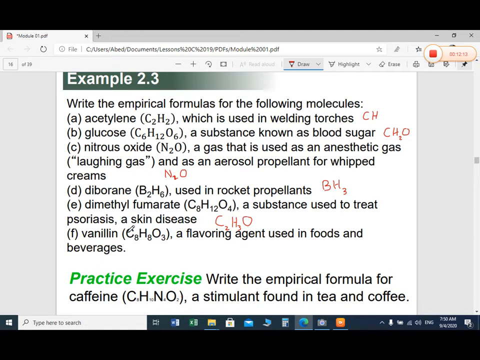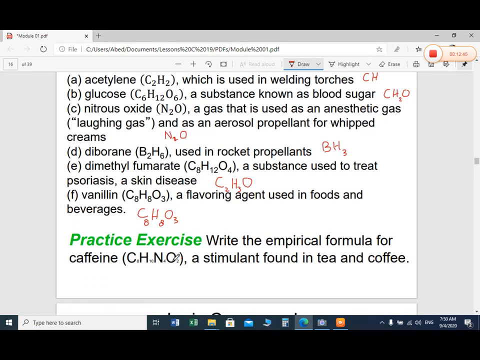Now the vanillin. If you see, this is the smallest odd number, but the 8 cannot be divided by 3. We don't want a fraction, so we have to divide by 1. So the answer will remain the same. So it will be C8 H8 O3. No change because we divide by 1.